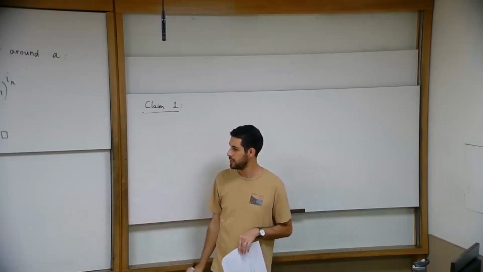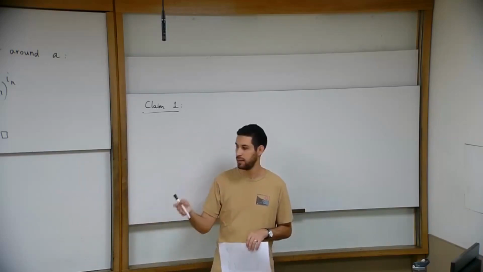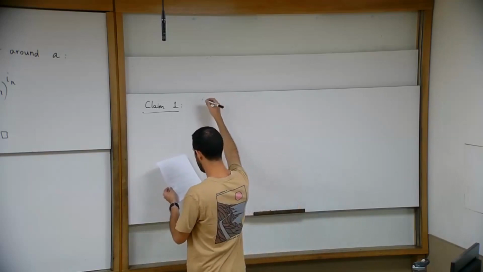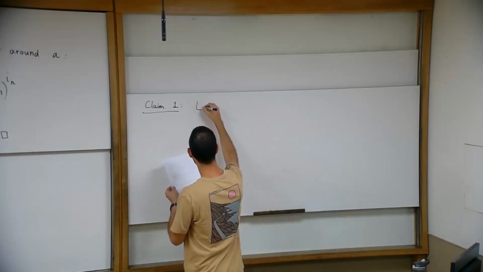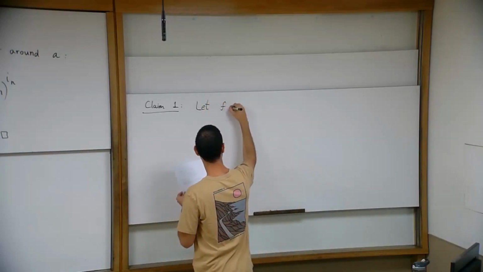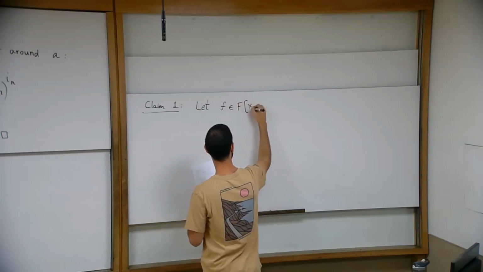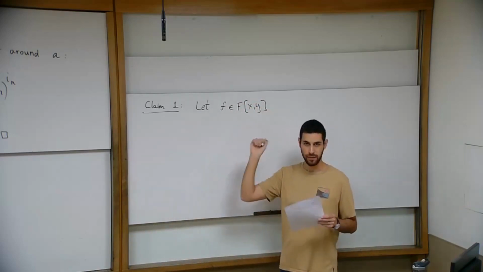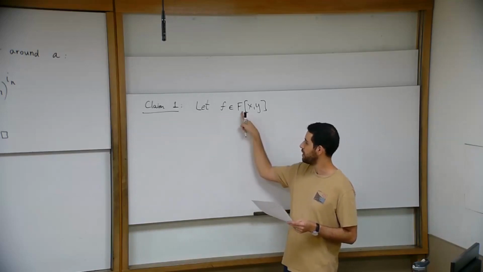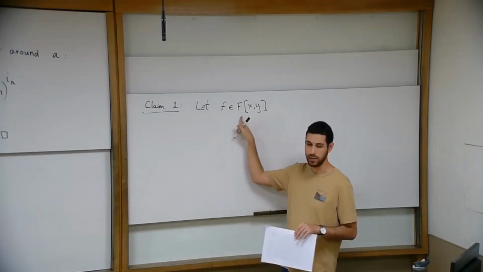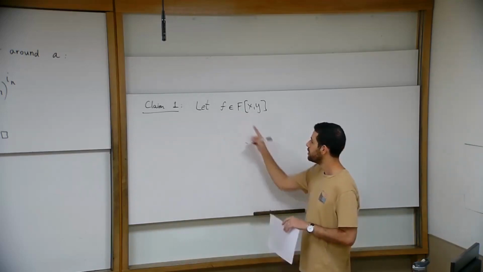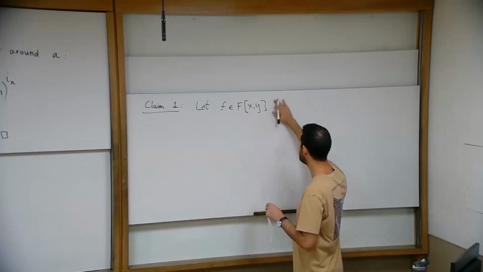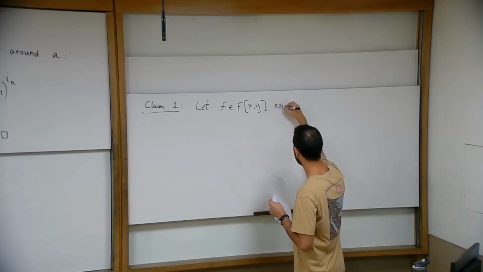In order to show this, we need two or three claims, and then we will conclude. Let me begin with the first one, which we already stated last time. Let F be a bivariate polynomial over some field F, non-constant. K is a field which is algebraically closed, but F is just a field, not necessarily algebraically closed.